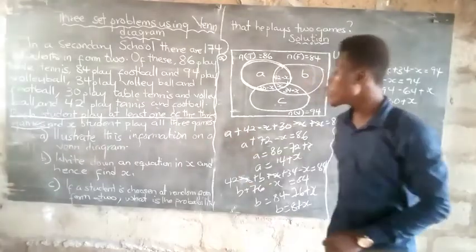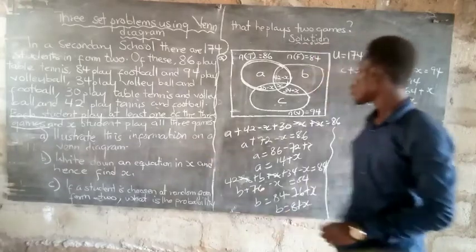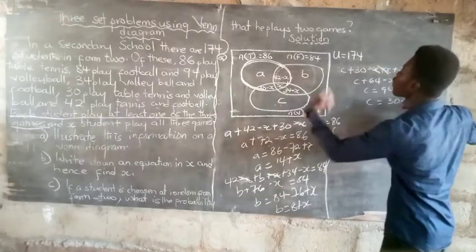Okay, so the next thing we do is that we are going to write down an equation in x, and hence we find x. So in some cases, some people try to just add everything in it and equate to that.